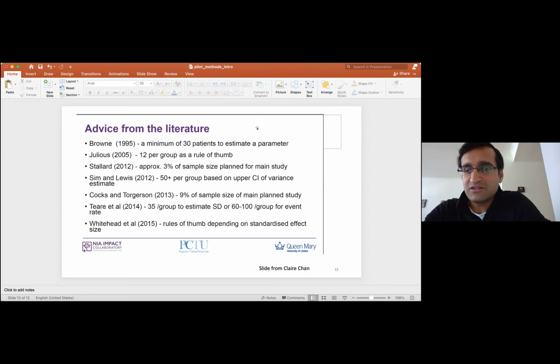Whether it has to be as extensive as a trial justification for power is maybe different, but I'm always a little bit nervous with rules of thumb like this, which I think run together a lot of different scenarios that aren't really comparable.